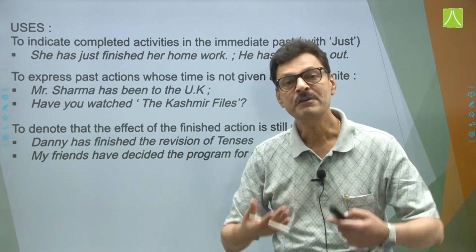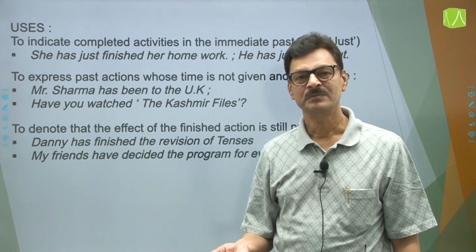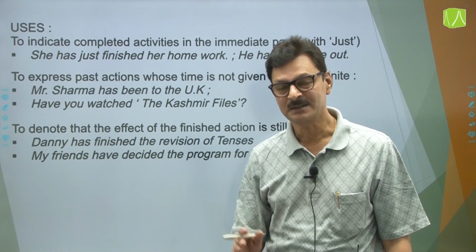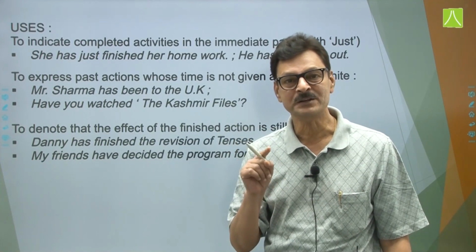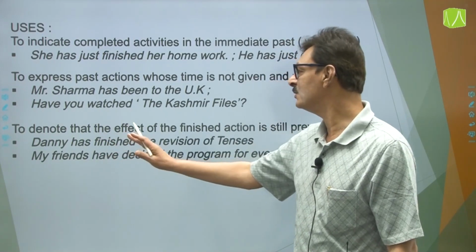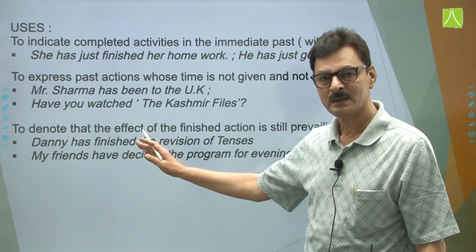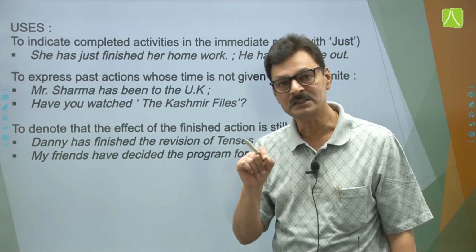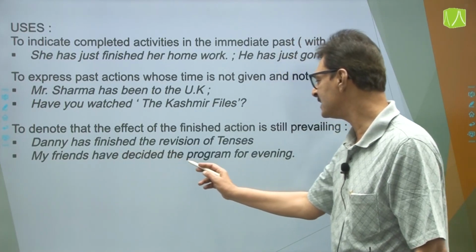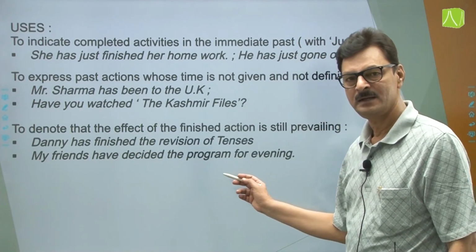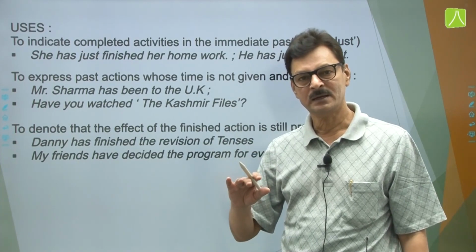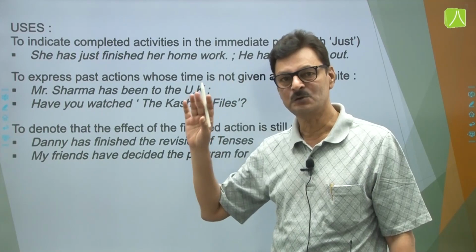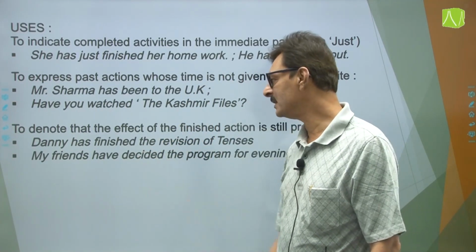Or you can just say, we have finished present continuous tense. कर चुके हैं ना, समझ में आ चुका है ना? Yes, but उसका समझ अभी भी है. The impact of that activity is still there. So we can use this present perfect tense to also talk about the event which has finished, but the impact, उसका असर still prevails. My friends have decided the program for evening. Evening का program decide कर चुके हैं अभी से, तो उस चीज़ का असर अभी से उनके दिमाग में शायद खुशी है. They are still happy about the program that they have decided.